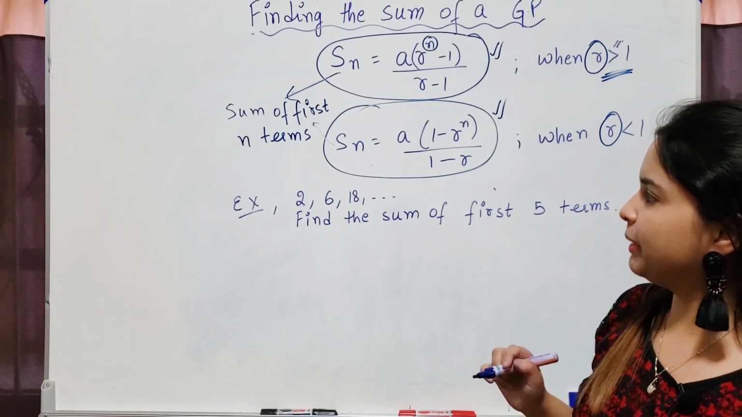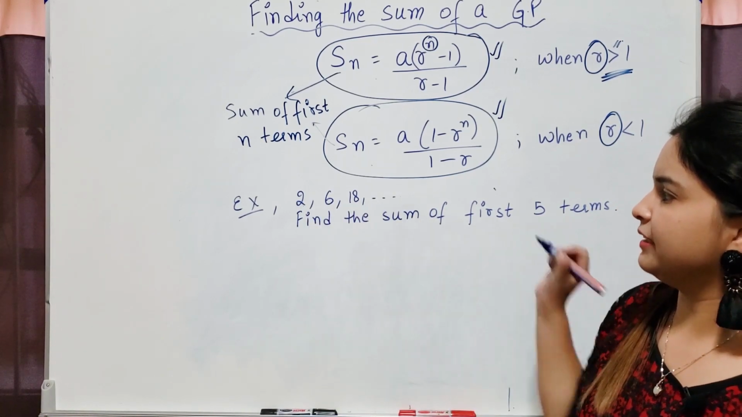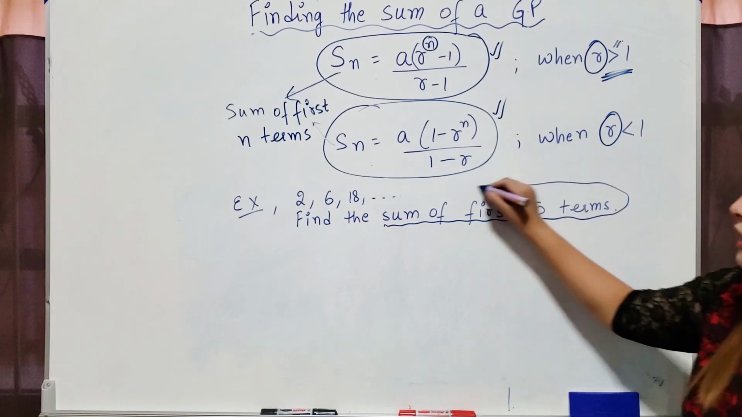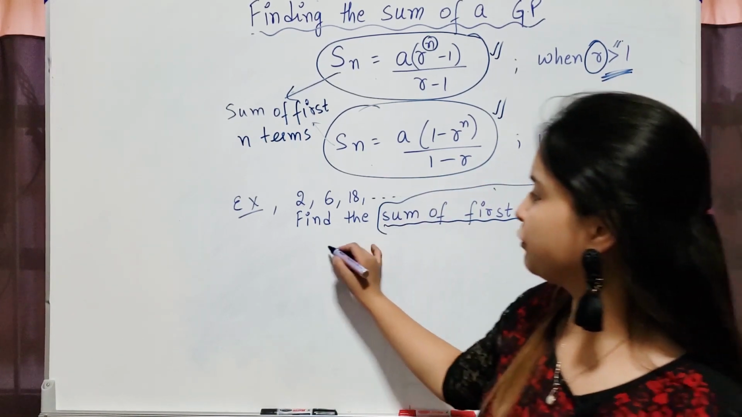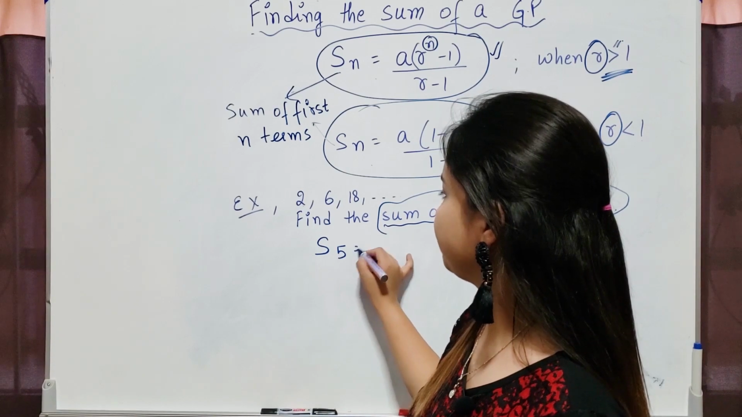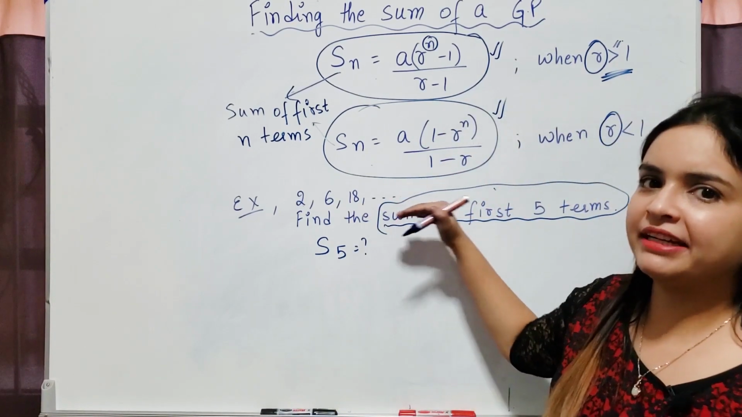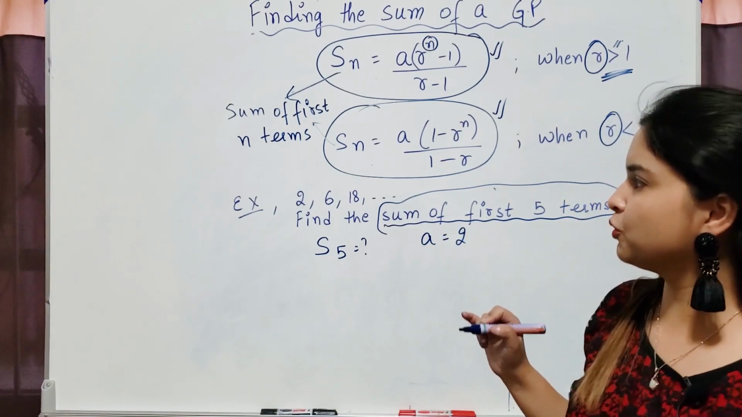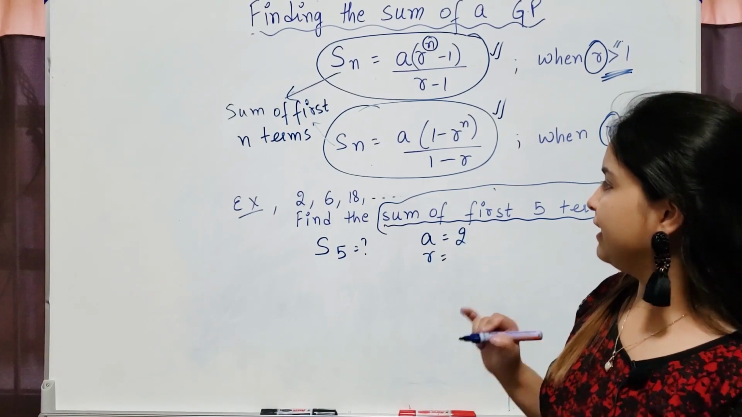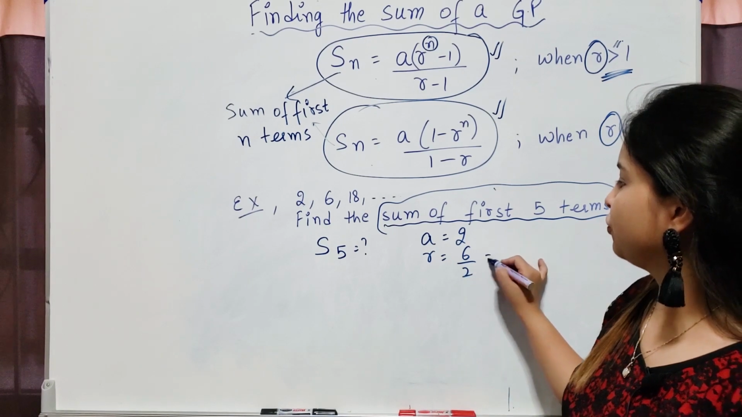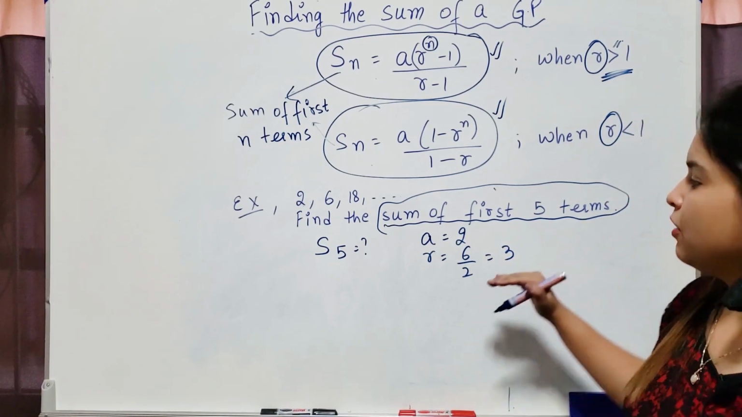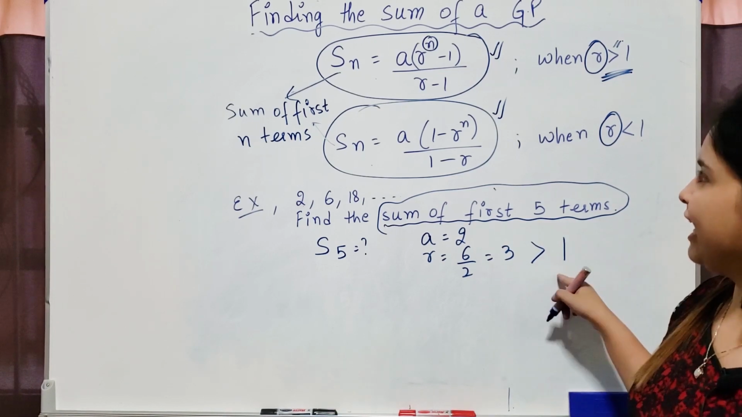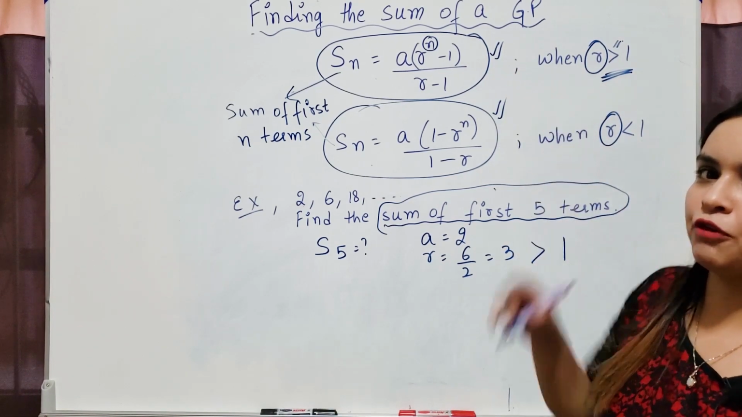The GP is 2, 6, 18. You have to find the sum of first 5 terms. That means you have to find S5. First, write down all the given things. A is given, which is 2. R is 6 divided by 2, which is 3. Now, my value of R is greater than 1. That means I will use the first formula.